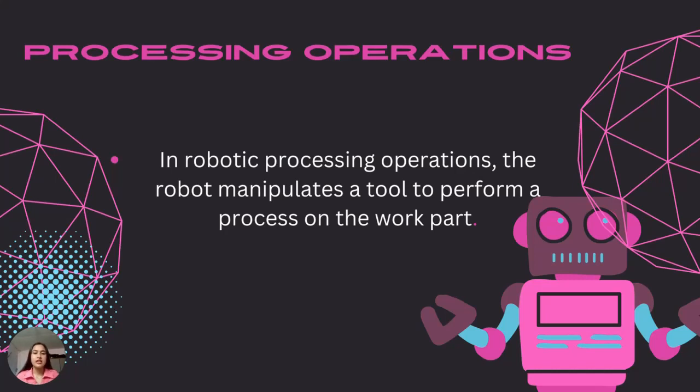Arc welding is used where a seam is to be welded. Spray painting involves the manipulation of a spray painting gun over the surface of the object to be coated. Other operations in this category include grinding, polishing, and routing, in which a rotating spindle serves as the robot's tool.